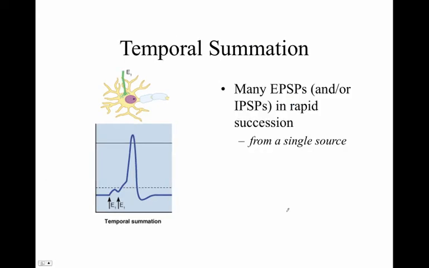Looking more closely then at temporal summation within that model, this would be many EPSPs and/or IPSPs if we're inhibiting. Those can come in temporal summation in rapid succession from a single source. The important thing to notice within these different ideas of summation is where the input is coming from. In temporal summation, where we have multiple inputs, we've seen that before, it's going to be these multiple inputs from a single source to get us to an action potential. And in this case, we look at excitatory, but this can also happen in an inhibitory postsynaptic potential as well.